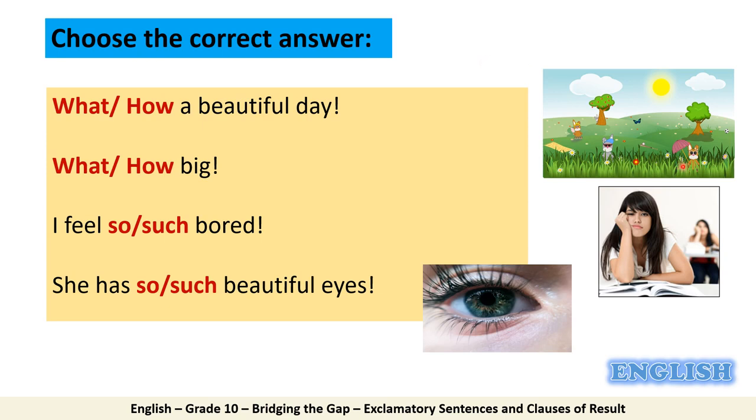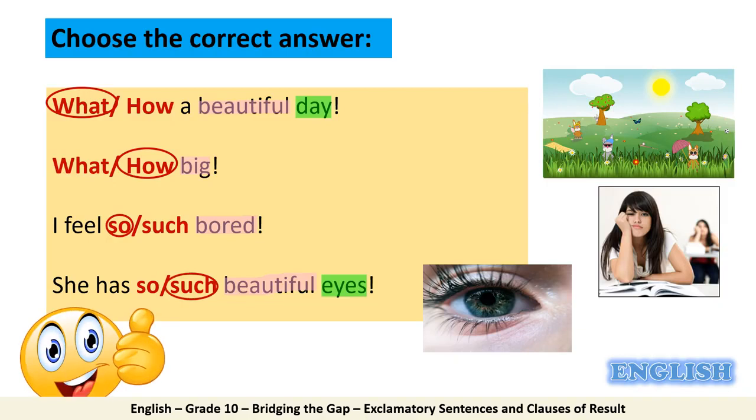Alright, let's discuss. In the first sentence, we have an adjective followed by a noun. So the correct answer is, what a beautiful day. In the second sentence, we have an adjective. So the correct answer is, how big. The third sentence, we have an adjective again. So the correct answer is, I feel so bored. And finally, in the last sentence, we have an adjective followed by a noun. So the correct answer here is, she has such beautiful eyes. Well done, dear students. If you've got the correct answers, you are doing great.